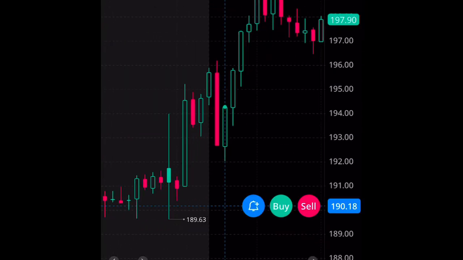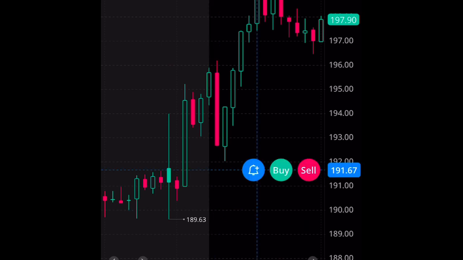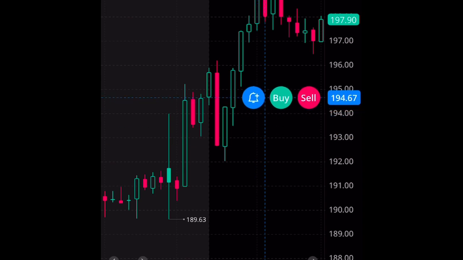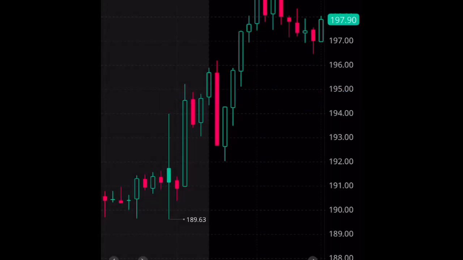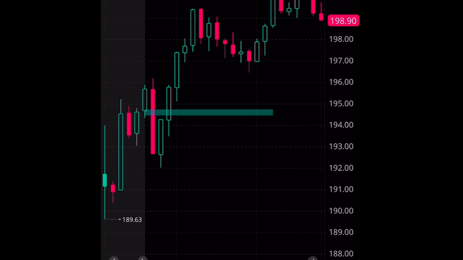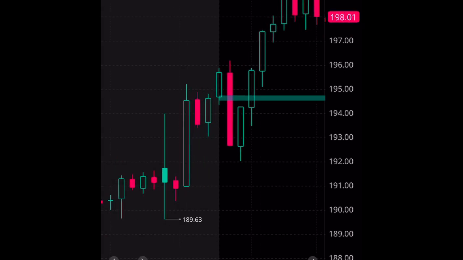Now let's go back and find the previous day's 9:30. Once again, at the very top, 194.69 is right over here. So I'm going to draw my zone somewhere in that area, just like that. And that's the simplest way to find the liquidity zone.